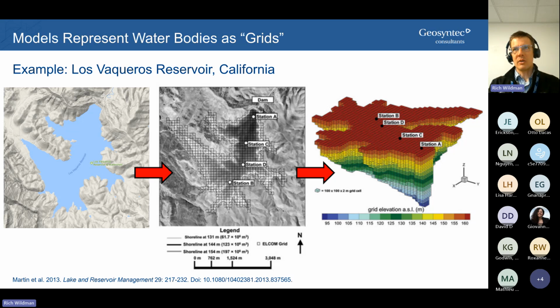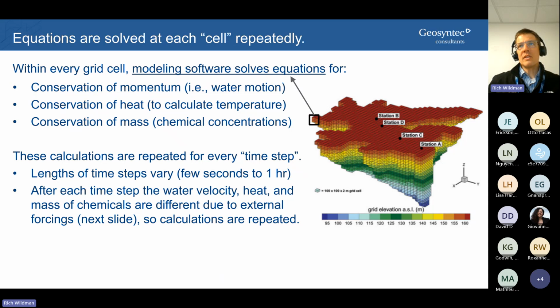So when we have a model grid, that is the basis for computation for the model. For every one of these little model cells, equations are solved repeatedly. Modeling software solves equations for conservation of momentum so that we can describe water motion, the currents moving through the reservoir, conservation of heat to calculate temperature, and conservation of mass to calculate chemical concentrations, maybe for something like phosphorus.